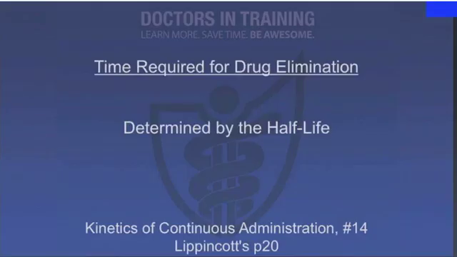The only thing that determines this is the half-life. It doesn't matter if you have 100 milligrams to start with, or your plasma concentration is 100 milligrams per liter, or it's 50 milligrams per liter. It's going to take 4 to 5 half-lives to clear each of those, because the amount that is cleared is proportional to the drug level. It's a constant proportion that's cleared, not a constant amount.